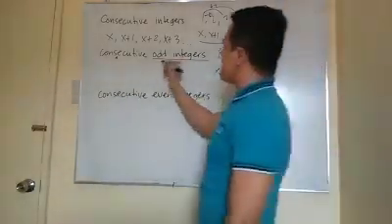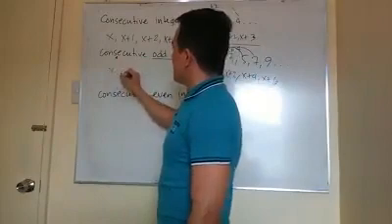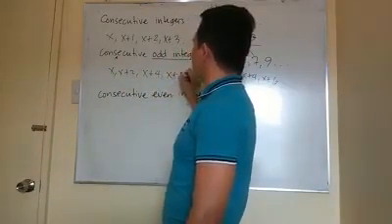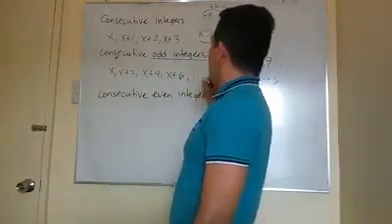So to represent consecutive odd integers, we have x, x plus 2. The third one would be x plus 4. And the next one would be x plus 6, and so on.